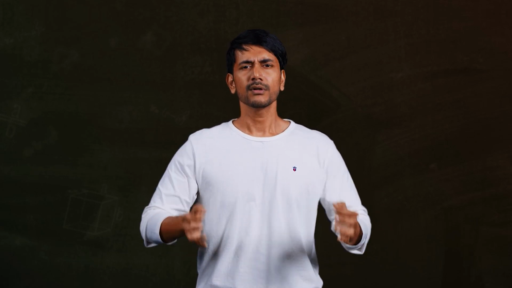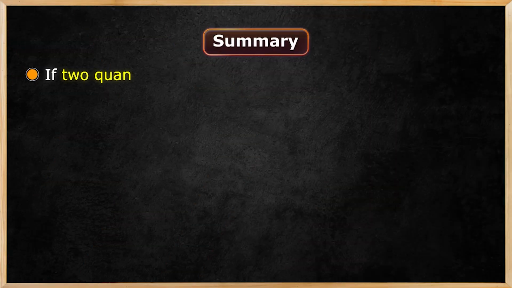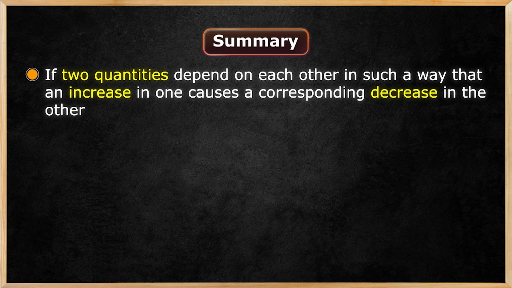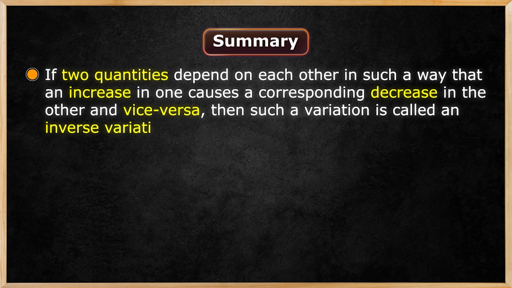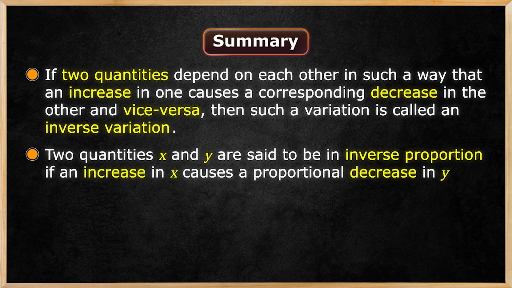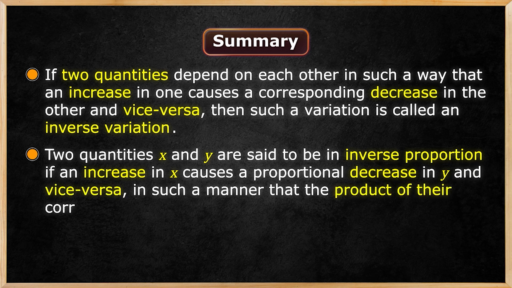But before I go, let us quickly recall everything that we have learned today. If two quantities depend on each other in such a way that an increase in one causes a corresponding decrease in the other and vice versa, then such a variation is called an inverse variation. Two quantities, x and y, are said to be in inverse proportion if an increase in x causes a proportional decrease in y and vice versa in such a manner that the product of their corresponding values remains constant.